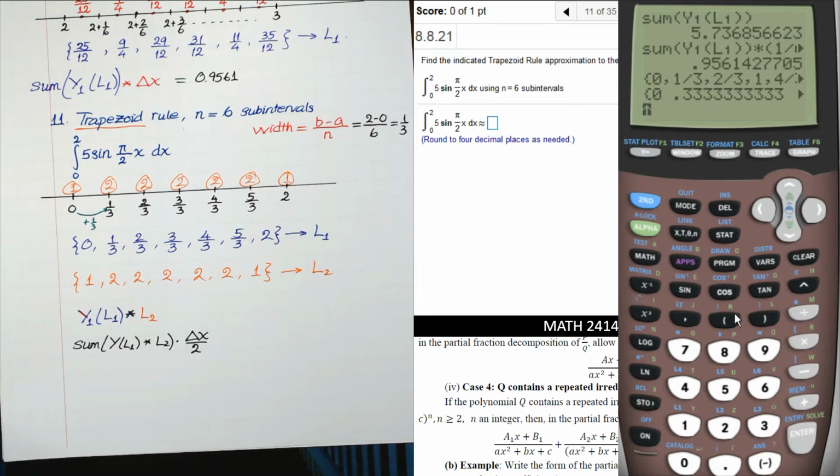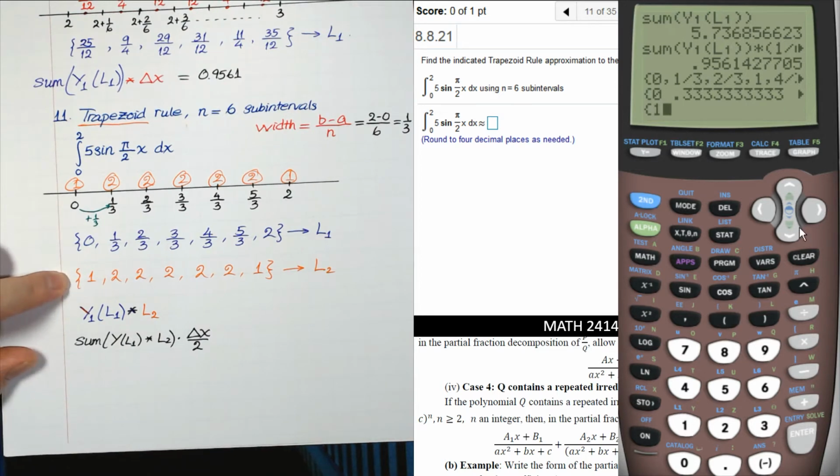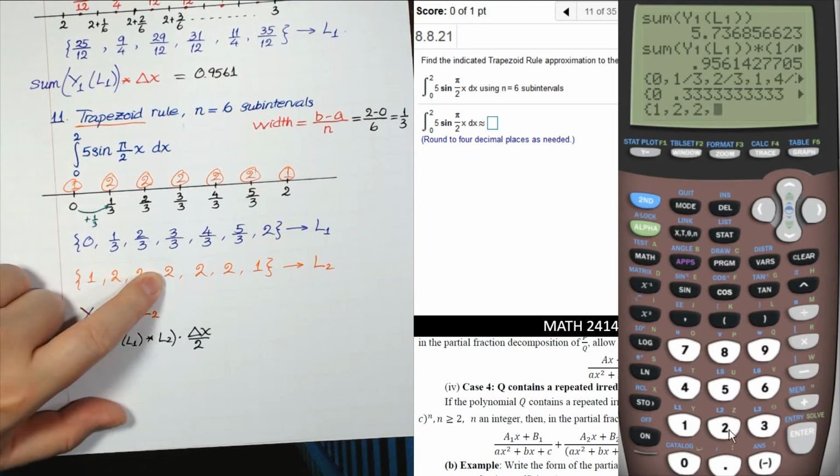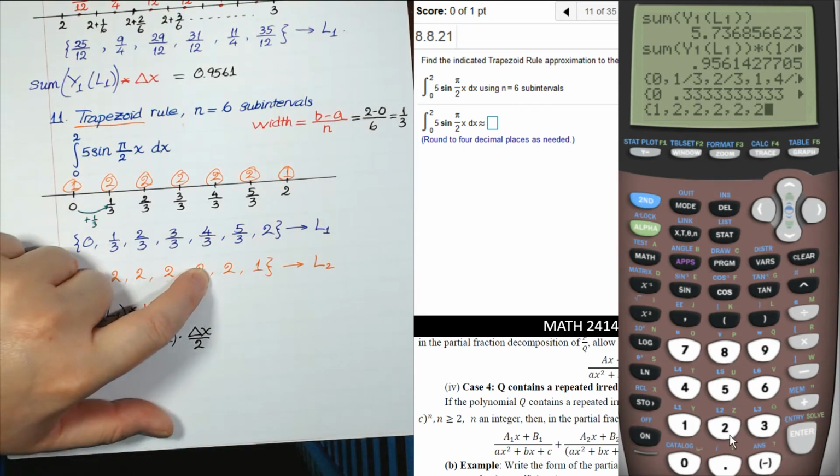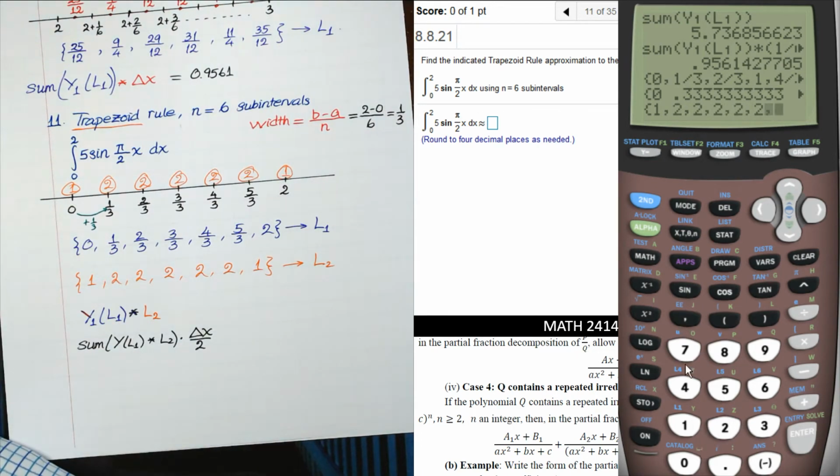Right, list 2 is the coefficient: 1, 2, 2, 2, 2, 2, 1. Close and store into list 2.